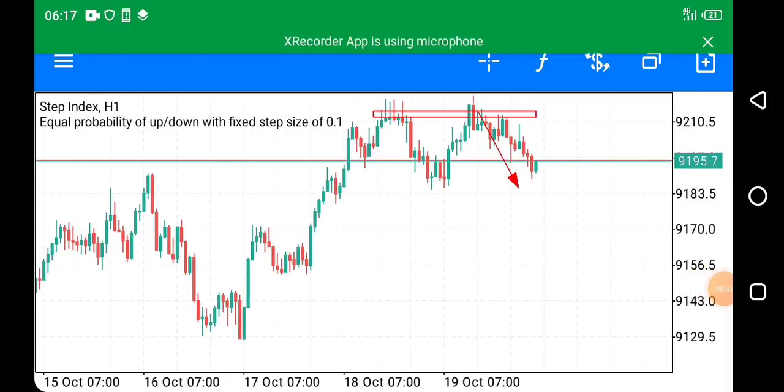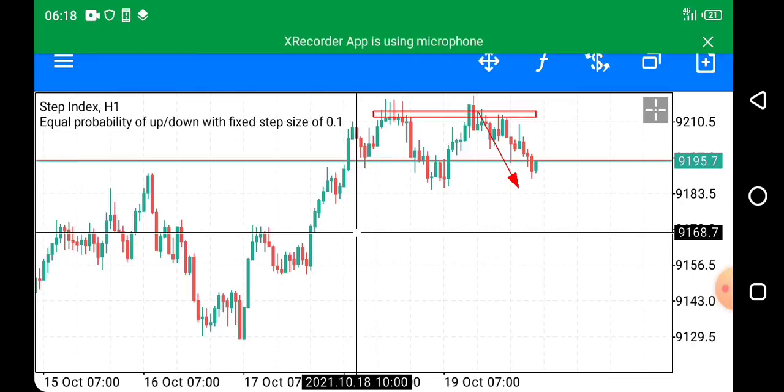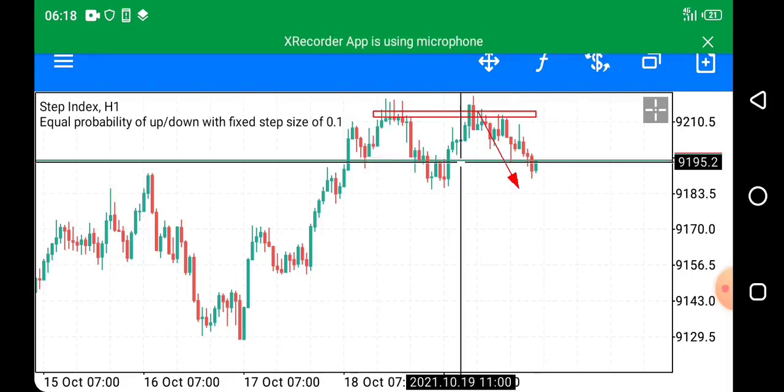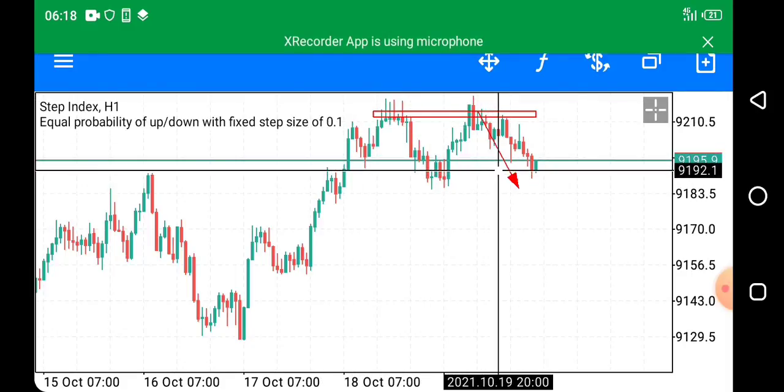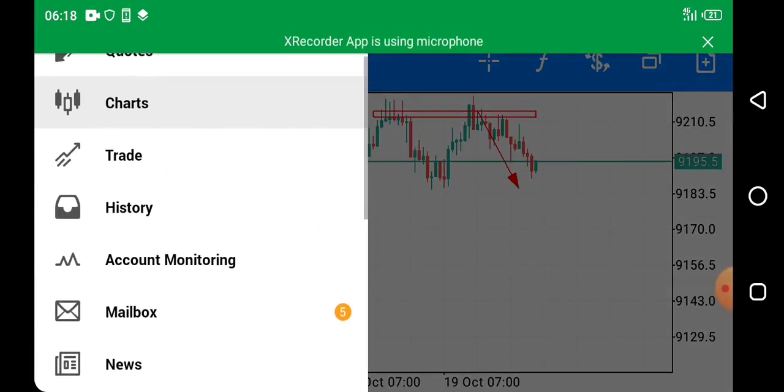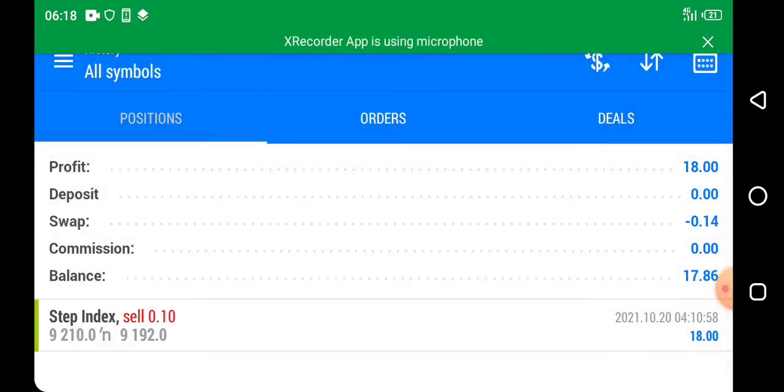Okay guys, you can now see this is where we are right now. We finally won the trade. This is still based on just the strategy that I explained. So this is where my TP was. My TP has been hit already, so I can show you. This is the history. Step Index sell, $18. I just kept the lot size very low so that I can minimize the risks.